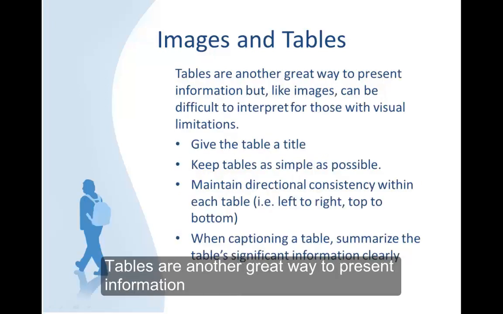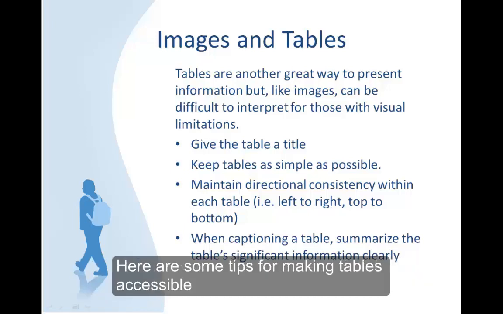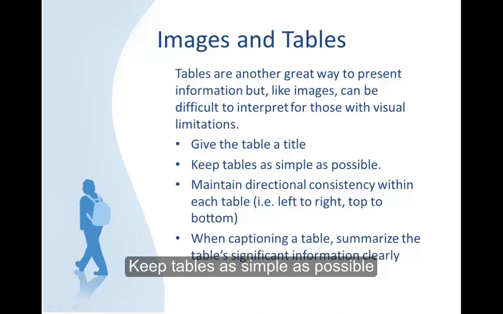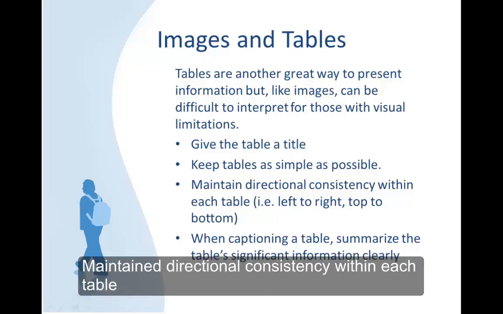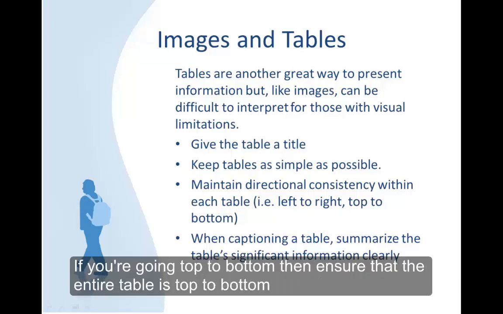Tables are another great way to present information, but like images, can be very difficult to interpret for those with visual limitations. Here are some tips for making tables accessible. Give the table a title. A title is a good starting point, and it gives the reader a little bit of information as to what they can expect from that table. Keep tables as simple as possible. Maintain directional consistency within each table. So if you're starting off going right to left or left to right, ensure that the entire table is in that form. If you're going top to bottom, then ensure that the entire table is top to bottom.